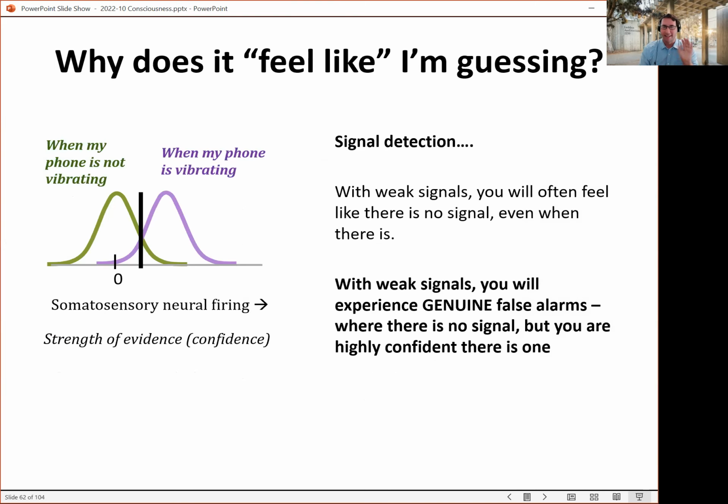Okay, so that's one half. And then the last half, the last 2 minutes here, is the other half, which is that if you think the same thing is happening, that with weak signals, you will experience genuine false alarms. Then when there's no signal, you should sometimes be highly confident there was one, right? This is like the basic signal detection. Like sometimes you feel your phone vibrate when it didn't vibrate, right? Or sometimes you detect light in your retina even when there was no light, and classic detection theory stuff, right?